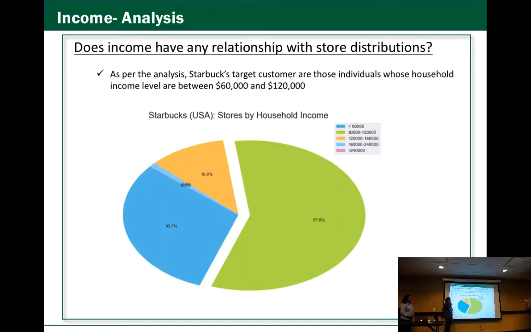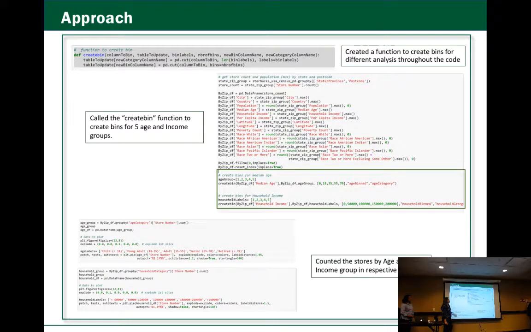The next factor that we looked at was income. If you look at the chart, you'll see that the target customers for Starbucks are in the income level of 60,000 to 120,000. The approach we used was to create bins or buckets for each of these groups. We created a function that does all the buckets, because most of our analysis was done using buckets. We have it in temperature, in income, and in the age group.